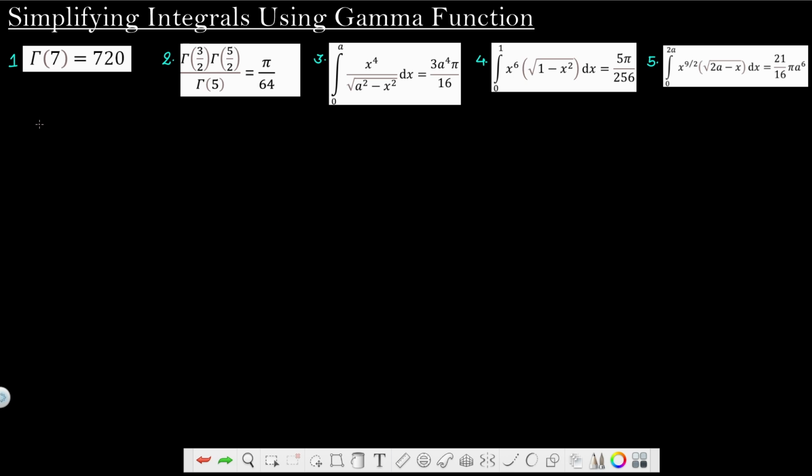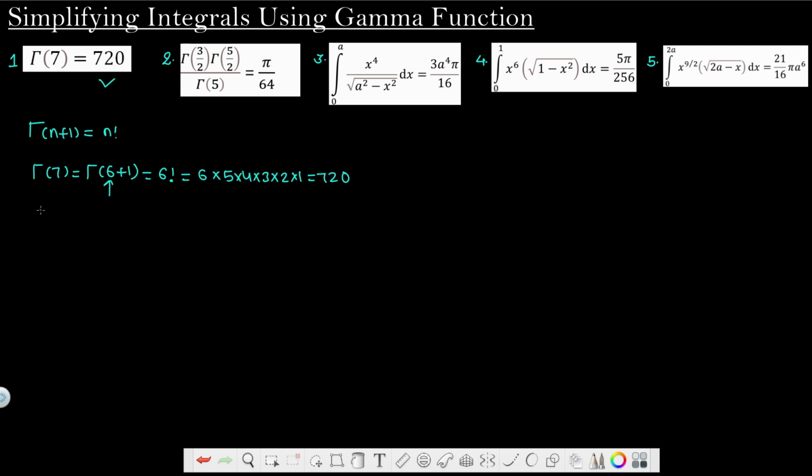In the previous video we learned that gamma n plus 1 equals n factorial. So gamma 7 can be written as gamma 6 plus 1. Here our n is 6. Since gamma n plus 1 equals n factorial, gamma 6 plus 1 must be 6 factorial. And we know that 6 factorial is 6 times 5 times 4 times 3 times 2 times 1, which equals 720. This was easy. So now let's move on to the second question.